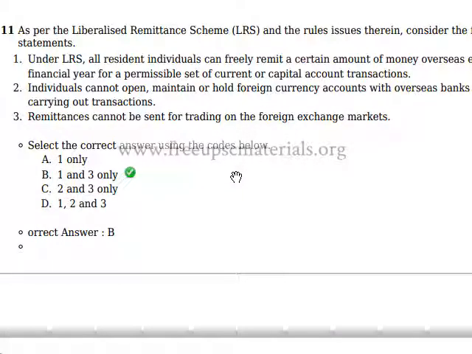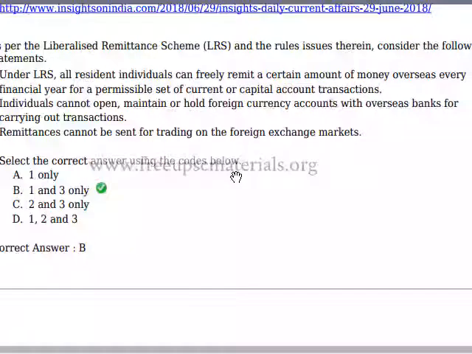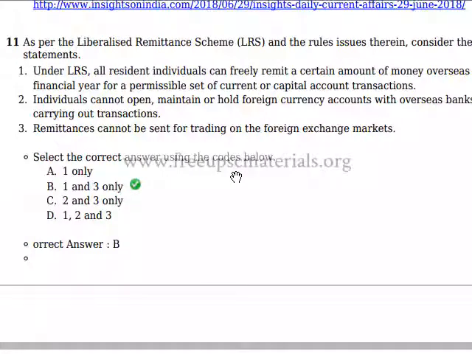So under LRS, all resident individuals can freely remit a certain amount of money overseas every financial year for permissible set of current and capital account transaction. And third, the remittance cannot be sent for trading on the foreign exchange markets. It's correct. So one and three are correct, but second, individuals cannot open, maintain and or hold foreign currency accounts with overseas banks for carrying out transaction. It's not correct. Individuals can open.